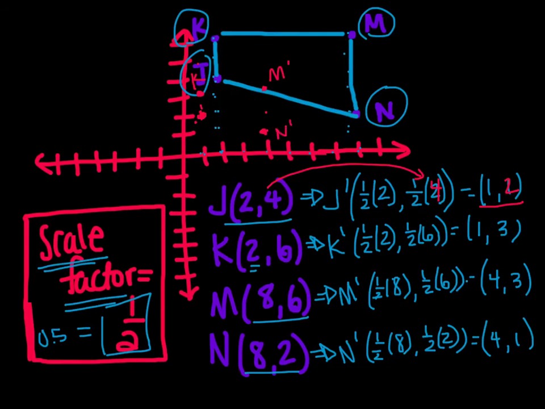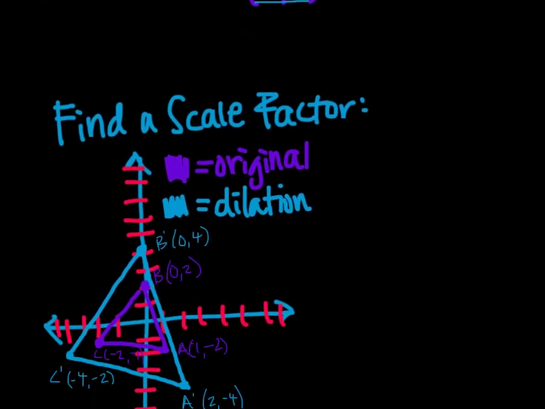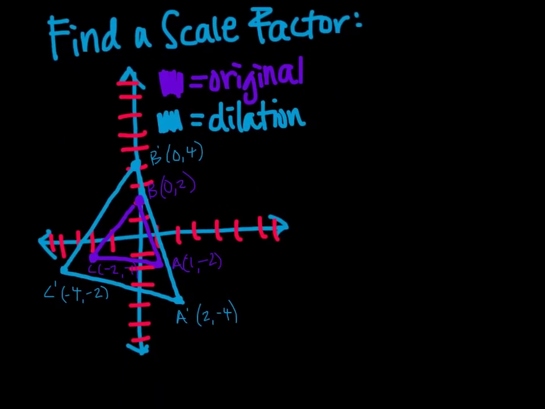So if I connect the dots, we end up with a similar, however, smaller figure to our original. Be careful of little mistakes, just like mine, just right there. Be careful of those. So now let's go on and do one more problem. So we need to actually find the scale factor. So let's try to figure out what are we multiplying by or what are we dividing by.